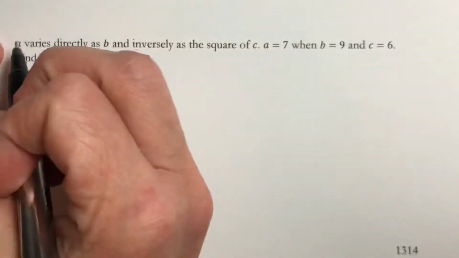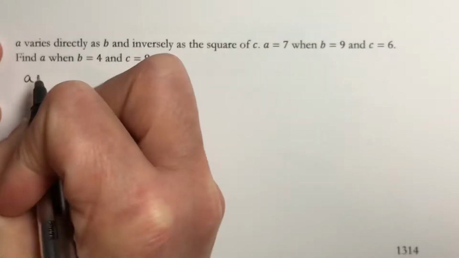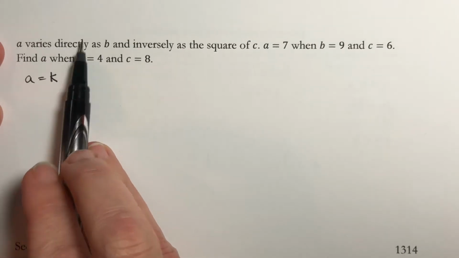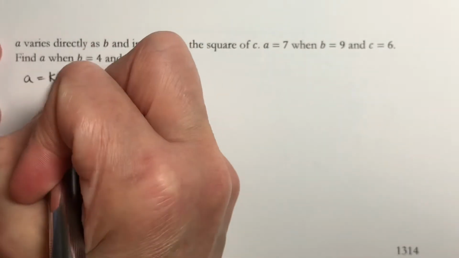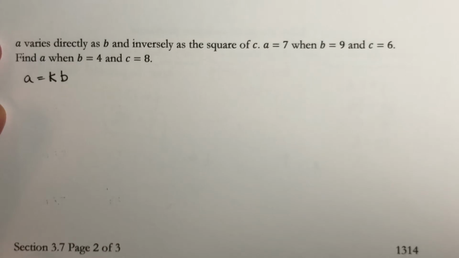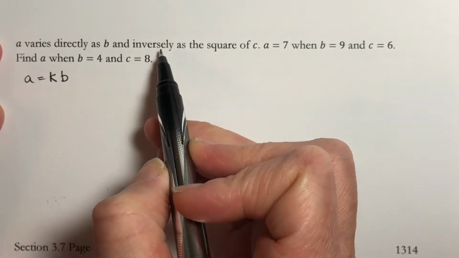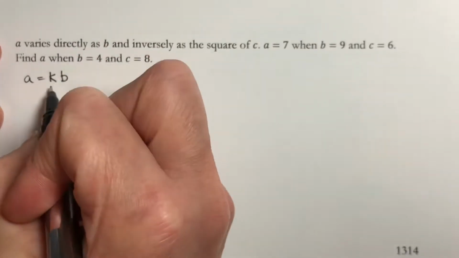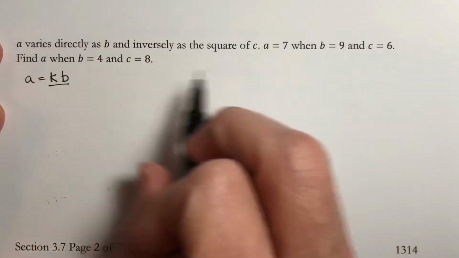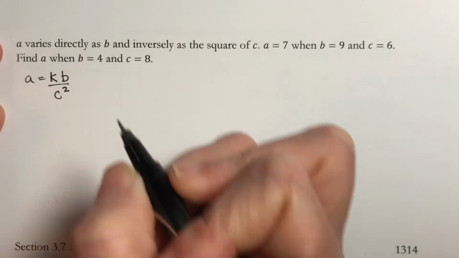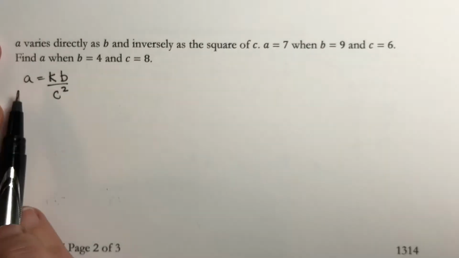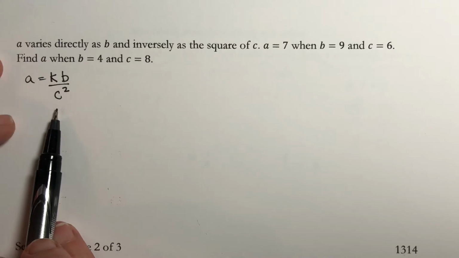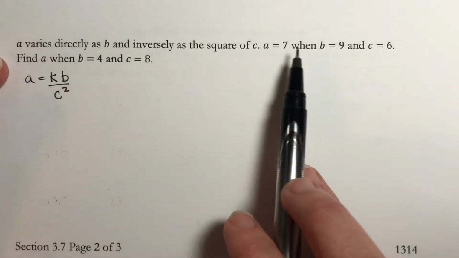A varies, so A equals K. Directly, so whatever comes next is going directly beside the K, so KB. And inversely, so whatever comes next goes underneath the K, the square of C. So I need to make sure I put in C squared. So my A value is K times B divided by C squared. Okay, now let's look at the next phrase.